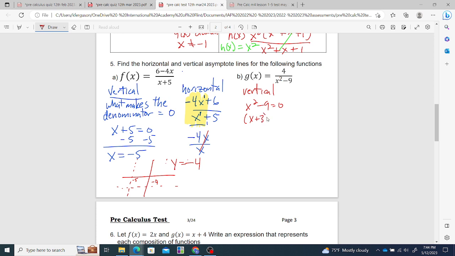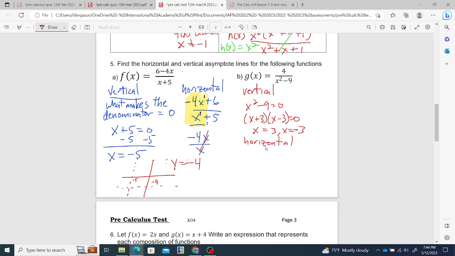X plus 3 times x minus 3 equals 0. Thank you, Charlotte. And so then that means if I'm looking at what values make this 0, my lines are going to be x equals 3 and x equals negative 3. So now what about my horizontal?